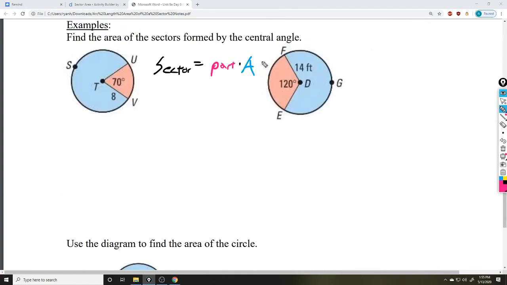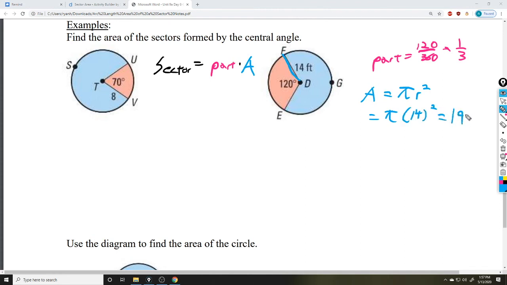All right, second example first because it's a little bit simpler. Sector is still part times the area. So we find our part the exact same way we did before. We take our central angle, 120, and divide it by 360. And we've already said that that's 1/3. Our area here is going to be pi r squared. And our radius here is going to be 14. It's this distance right here. Pi times 14 squared. So that's going to be 196 pi.